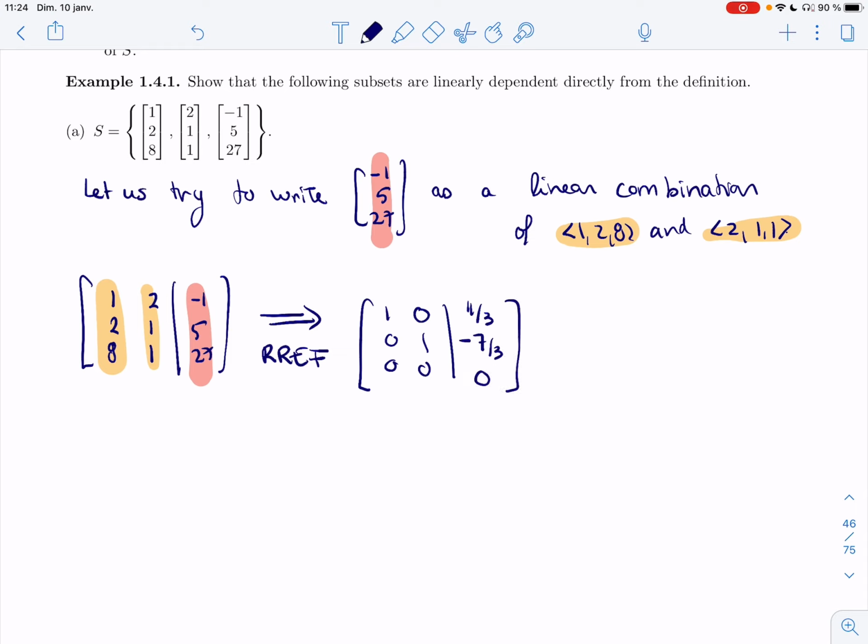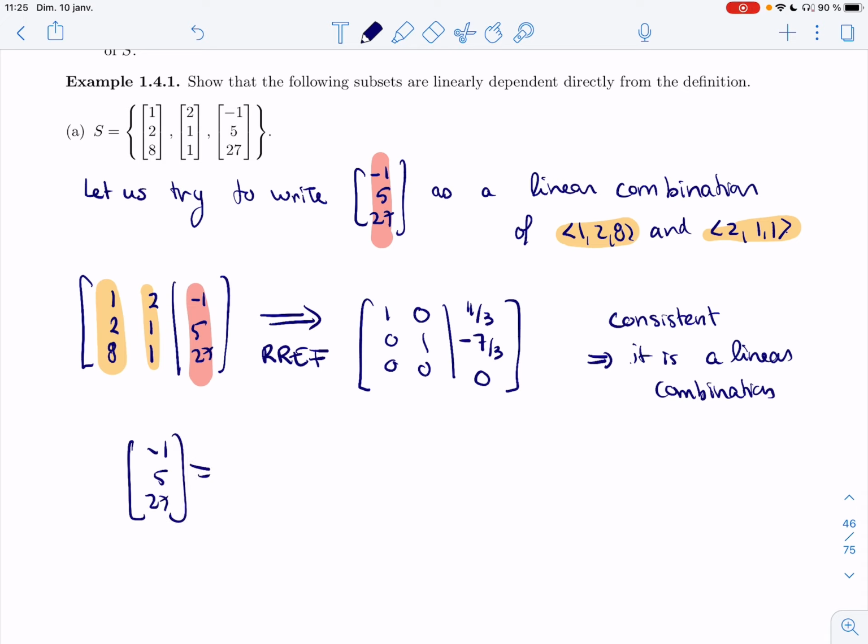All right, so since this is consistent, that means I can do it. So it is a linear combination. So let me write it. (-1, 5, 27) is equal to 11/3 times the first vector plus -7/3 times the second one.